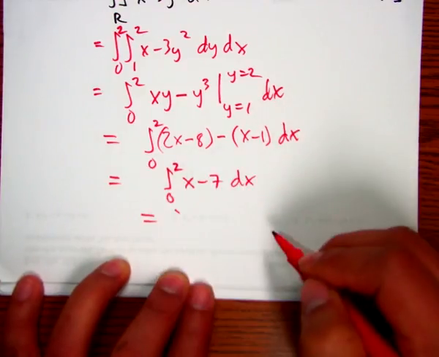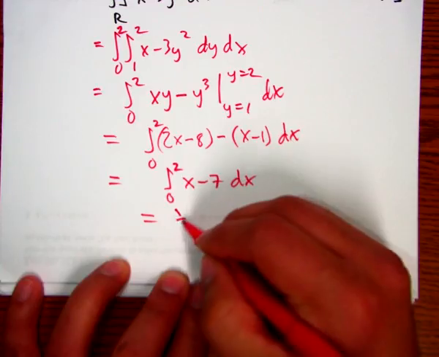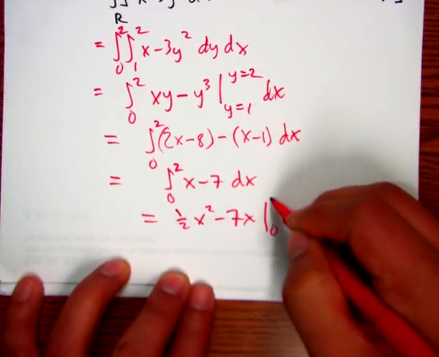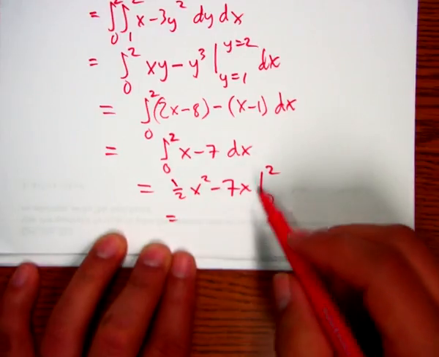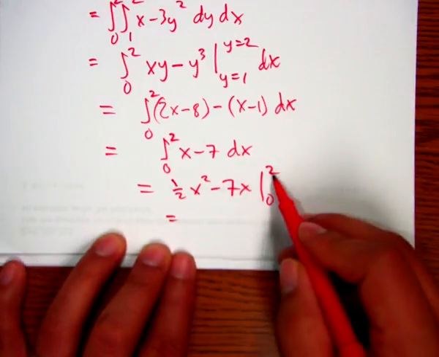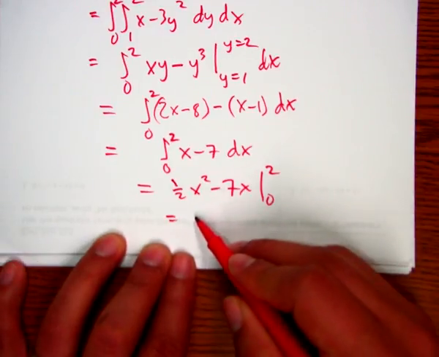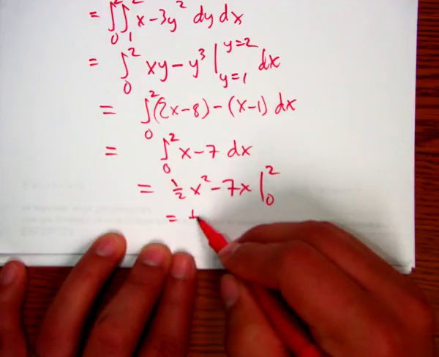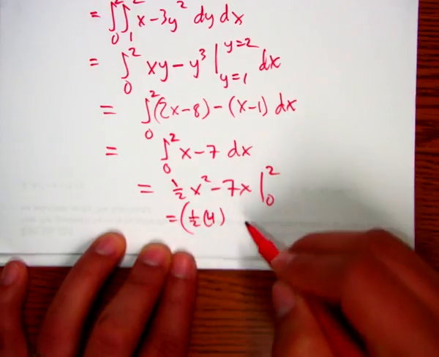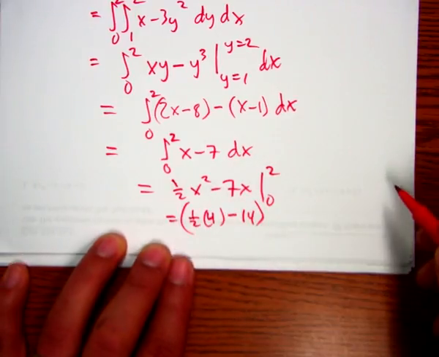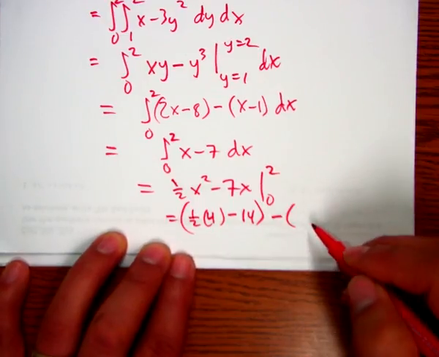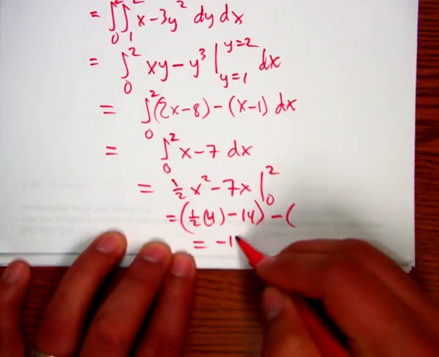The integral of x is 1/2 x squared. Integral of 7 is 7x. That's from 0 to 2. Plug in the bounds. So that'll be 2 minus 14, and then that part's negative 12, and I think you just get 0 the second time around, right?